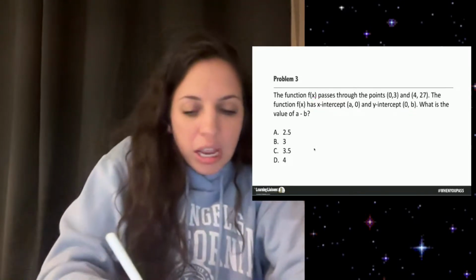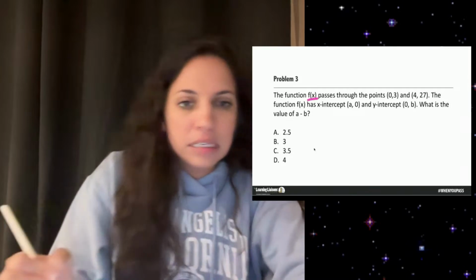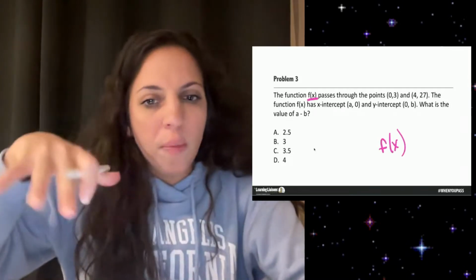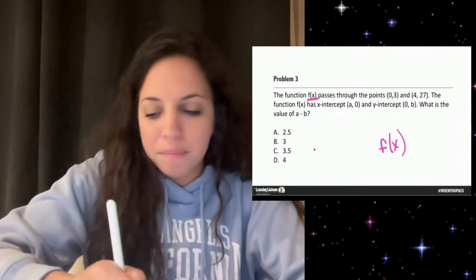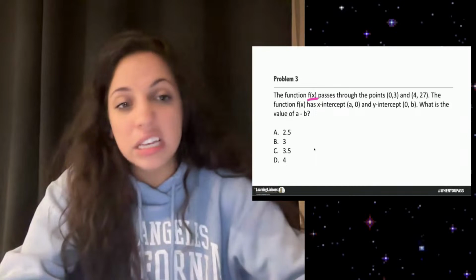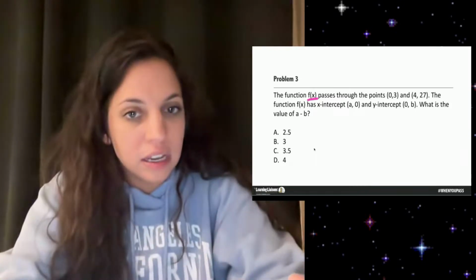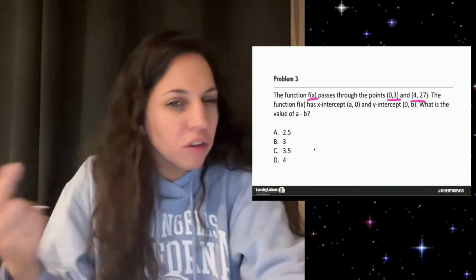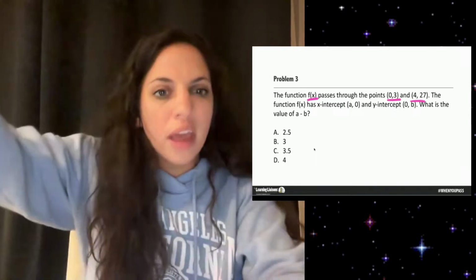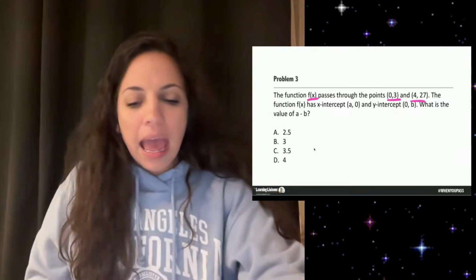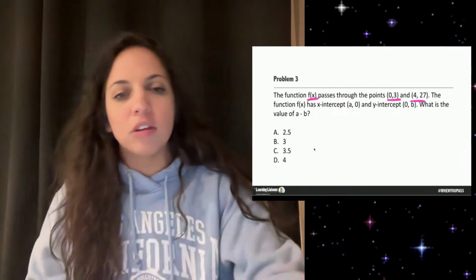So the function f of x, f parentheses x parentheses, for some reason when we see a bunch of this, it's just a whole bunch of symbols and people get confused by it. It just means that there's a function and it's y equals, and it passes the vertical line test, right? And it passes through these points. So I could graph it, but I really don't feel like graphing something that goes all the way up to 27. And the function has an x-intercept, (a, 0), and a y-intercept, (0, b).